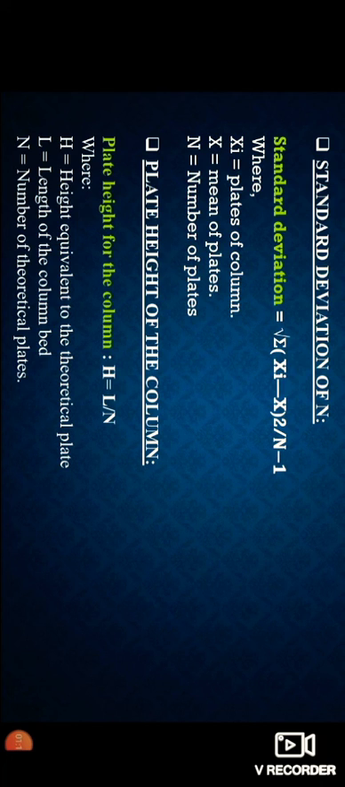Now the third formula is the plate height of the column. The plate height of the column is given by H = L/N, where H stands for height equivalent to the theoretical plates, L is the length of the column bed, and N is the number of theoretical plates.